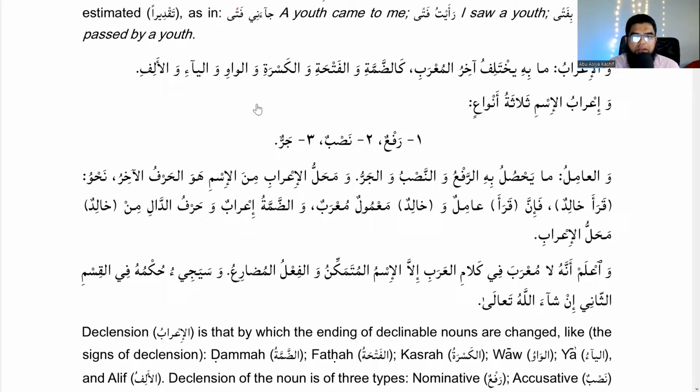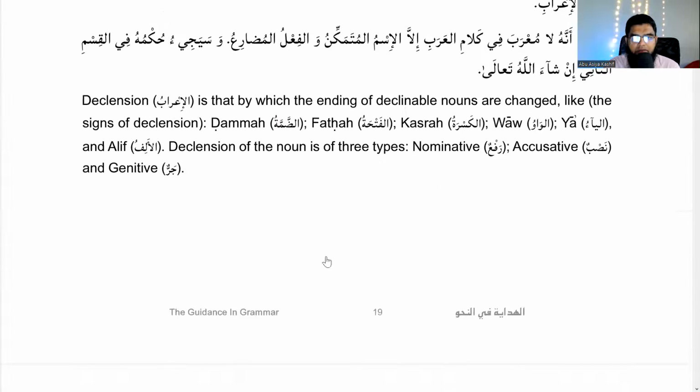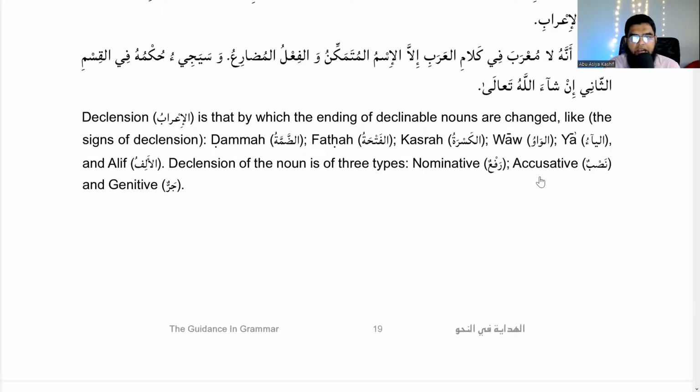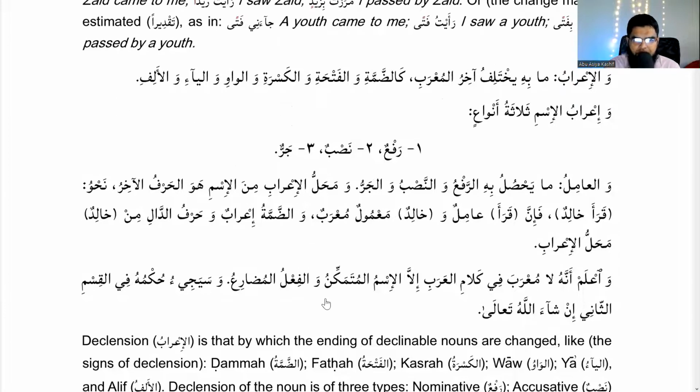Declension of the noun is of three types. So what are the three types? Rafa, Nasb, and Jar. It should be either in the Rafa state, Nasb state, or Jar: nominative, accusative, or genitive case. In English, they're called nominative, accusative, and genitive. So Rafa is nominative, Nasb is accusative, and Jarr is genitive. Correct? And this is basic stuff, right?